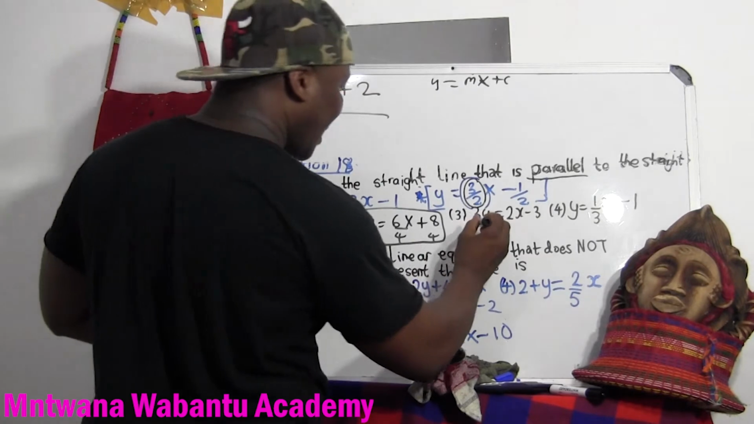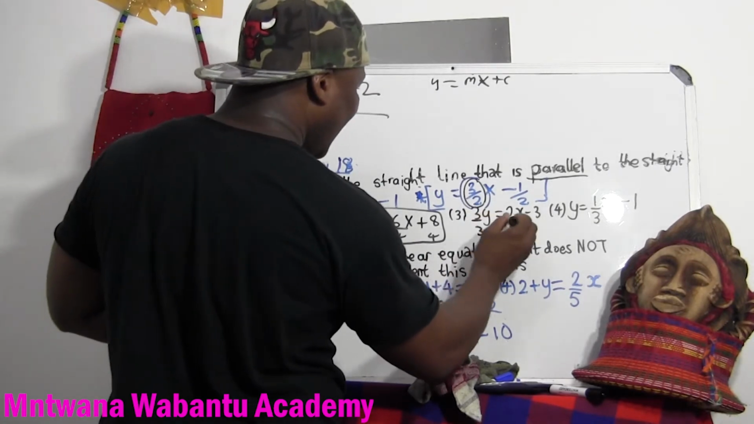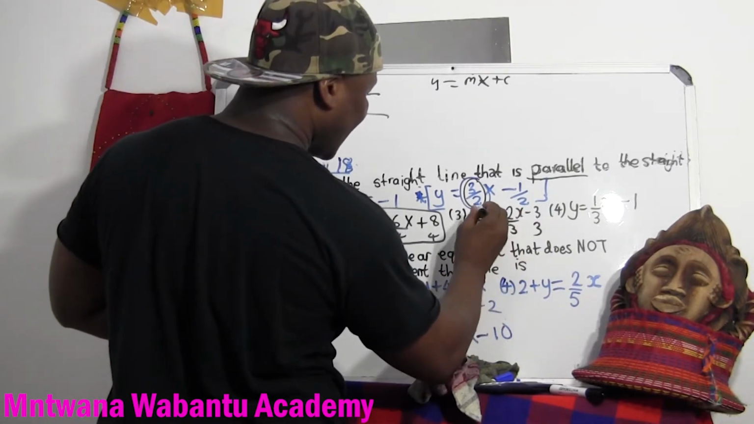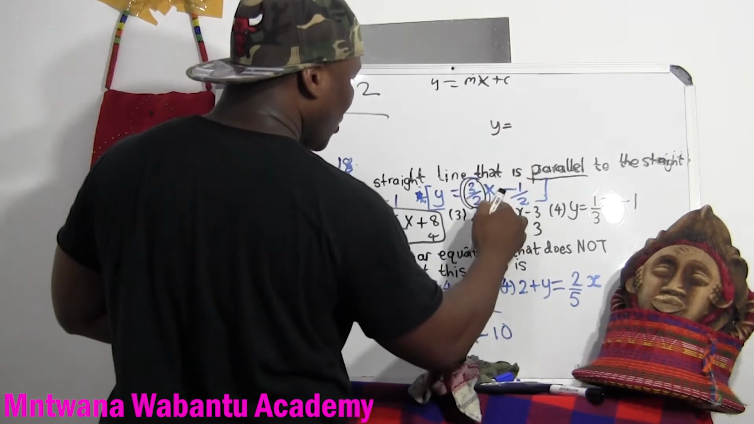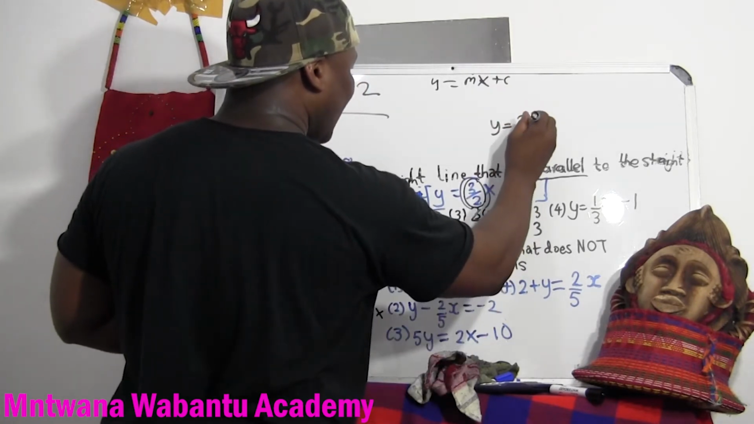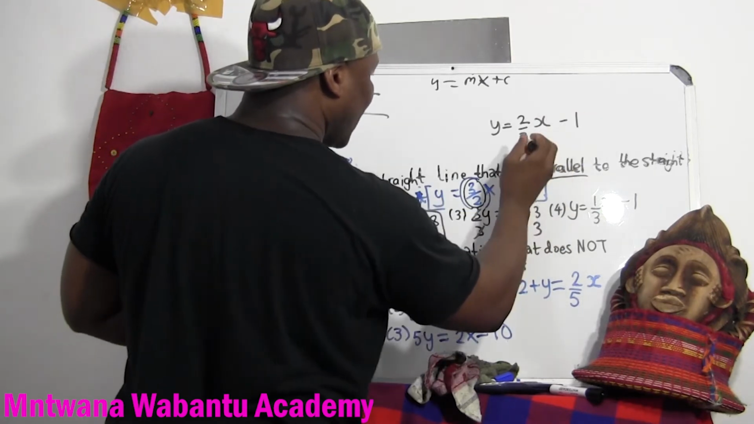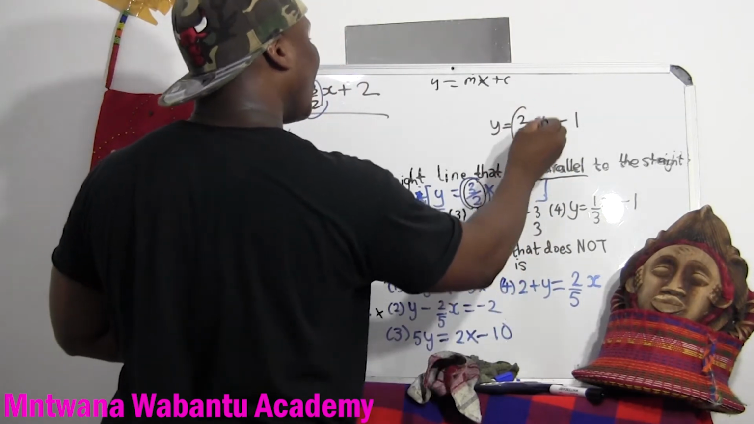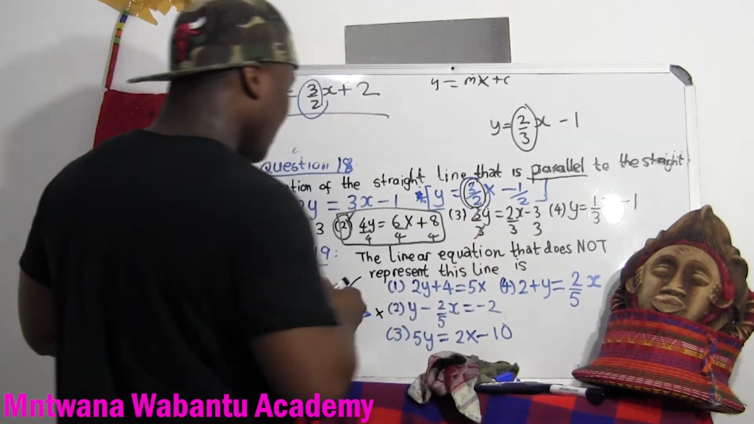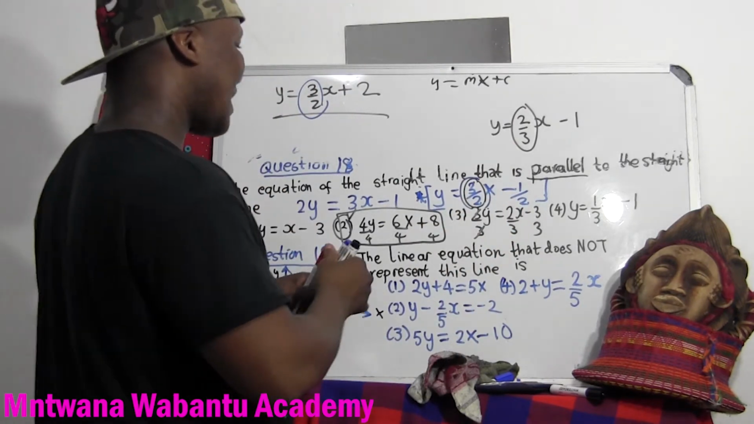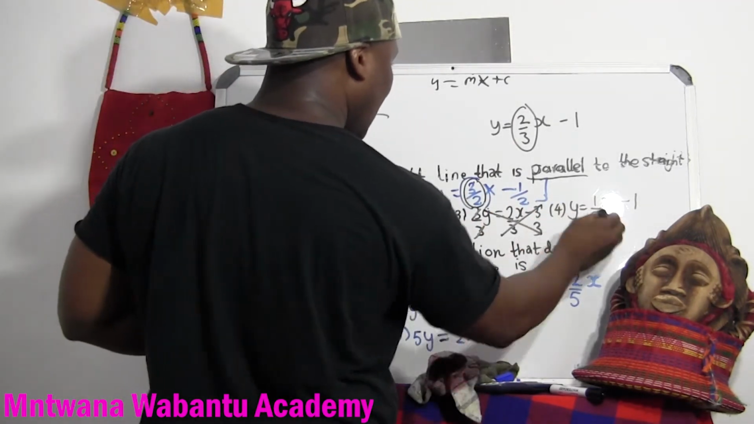Now let's come here. So here we're going to divide by 3, divided by 3 and divided by 3. So y equal to 2 over 3 x minus 3 over 3 equal to 1. No, it's not, because this is 2 over 3 and this is 3 over 2. You see what I'm saying? So this is not the answer. Now we go for the last one.